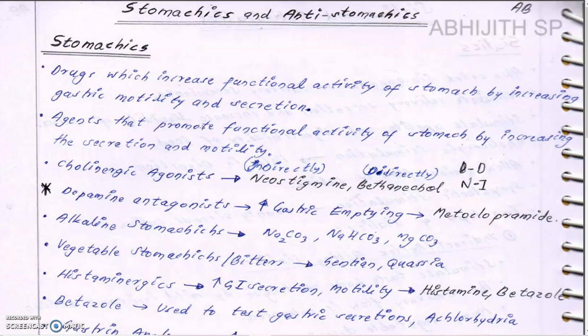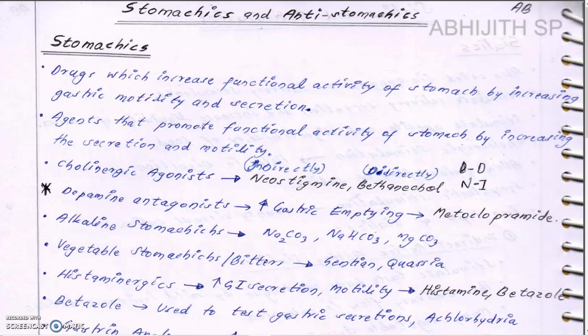Actually, dopamine is a sympathetic-related drug, and sympathetic action means inhibiting digestion. So what do we have to use? Dopamine antagonists, so it acts like a parasympathetic action. They increase gastric emptying. They take the food quickly from the gastric mucosa to the intestine. They increase the movement and the forward propulsion.